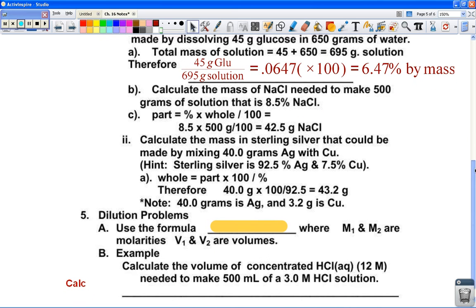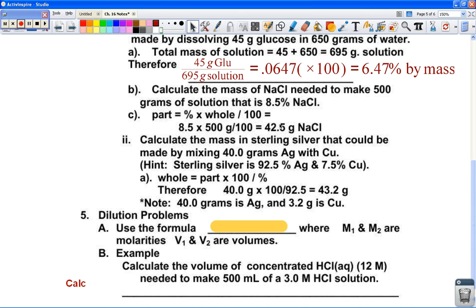So here are the other ways of doing it. Calculate the mass needed to make 500 grams of solution that's 8.5%, where the part equals the percent times the whole divided by 100. So 8.5 times 500 grams divided by 100 equals 42.5.